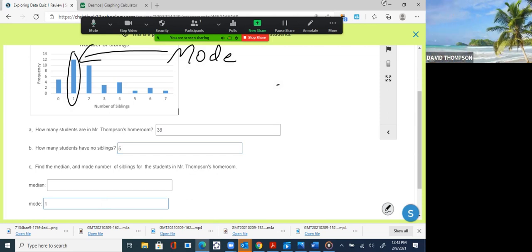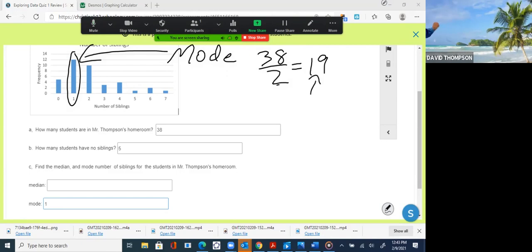Now the median. You want to find out the median. So we know there's 38 students. So there's 2 ways we can approach this. 38 divided by 2, you want to find the 19th number. Okay, so if we look at our bars, we have 5 zeros and 12 ones, so that gets me to 17. So we know our median has to be 2.